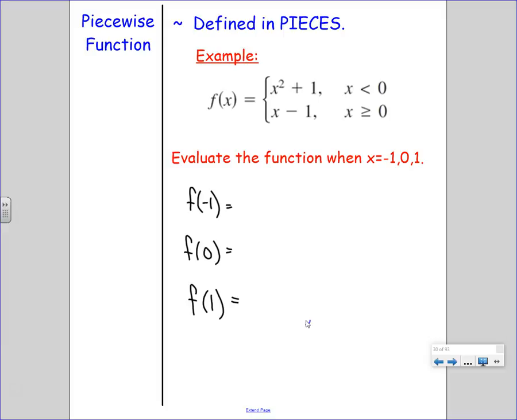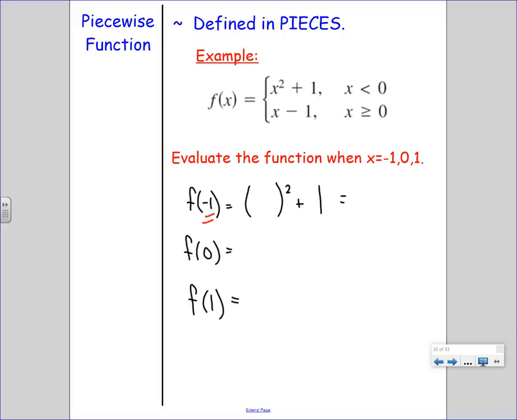These are the conditions. So if my input is supposed to be -1, -1 would make which statement true, the top or the bottom? The top. -1 is less than 0, true. So where would -1 show up? In this one. So I'm going to go ahead and choose the top piece to be the piece I plug into. I'll come back to that in a second.